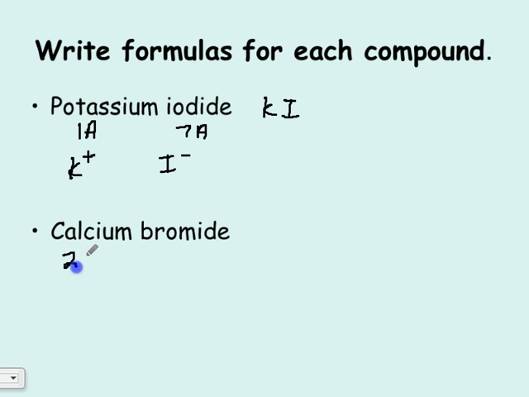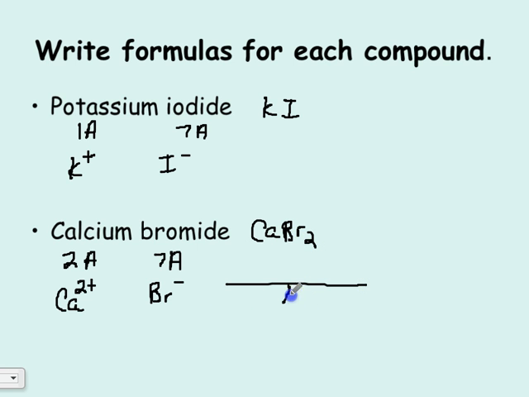Calcium is in group 2A. Bromine is in group 7A. Calcium, 2A, has a +2 charge. Bromine is in 7A, it's going to gain 1 electron. So here we're going to need 2 bromines for every 1 calcium. So calcium bromide would be CaBr2. And again, Ca is a +2 charge, and bromide is a minus 1. I need 2 of those for a -2. Notice they add up to 0.